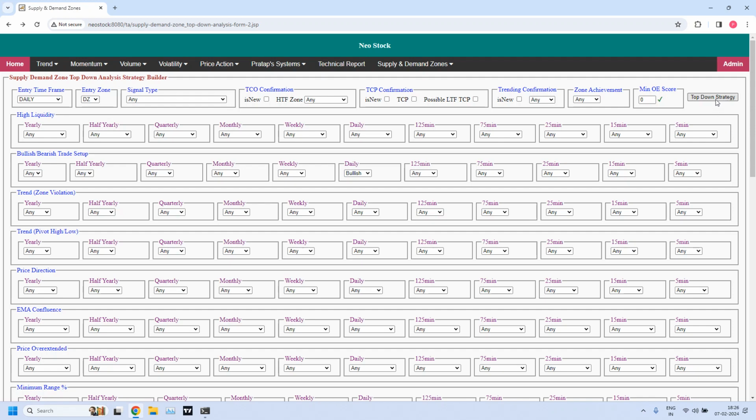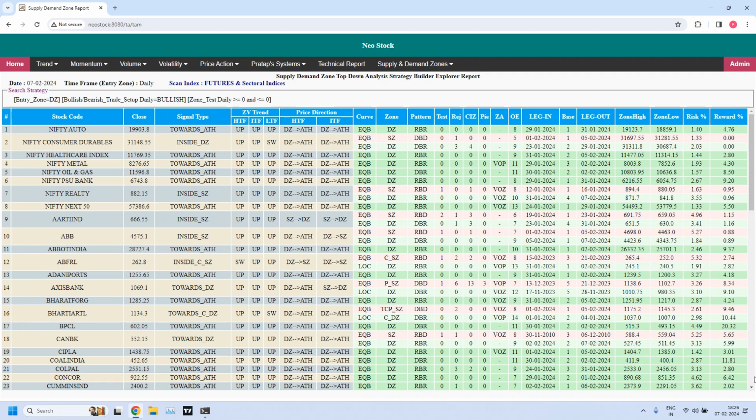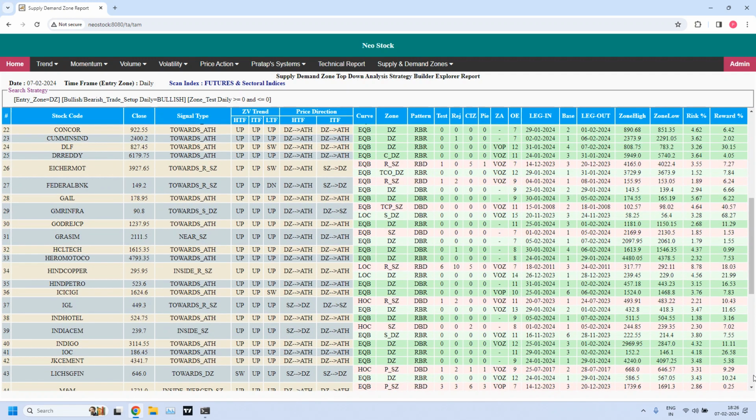So let me click on this top-down strategy. Again I filter. Now the list is reduced. Still it is a big list. So let me go through this filtered list.